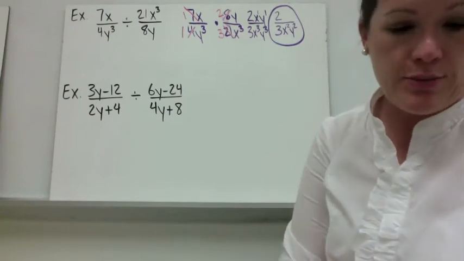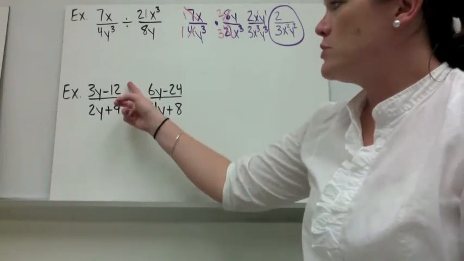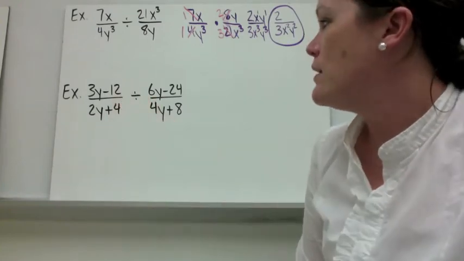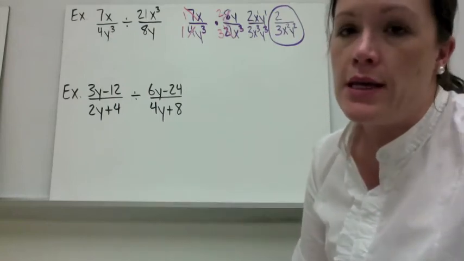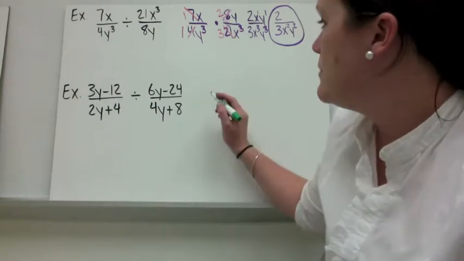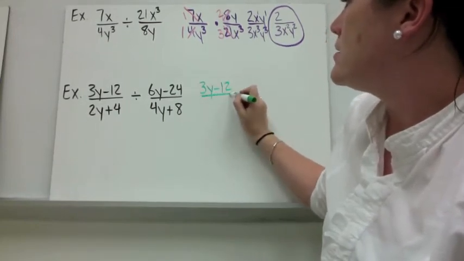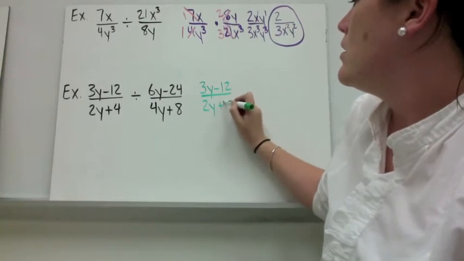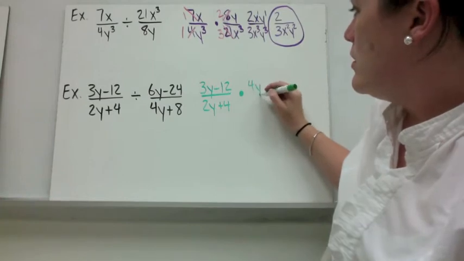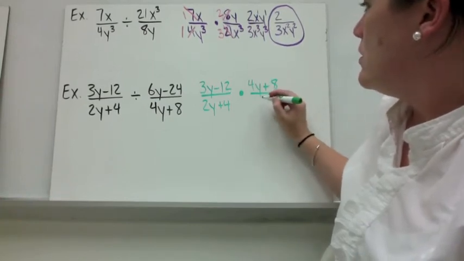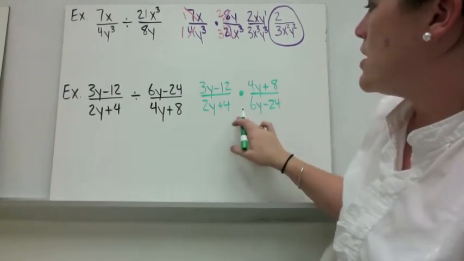Now let's look at another example. Something a little bit larger. We have 3y minus 12 over 2y plus 4 divided by 6y minus 24 over 4y plus 8. So again, the first step is to keep it. So keep the first fraction as is. Change dividing to multiplying and flip the second fraction or write it as its reciprocal. So we keep it, change it, flip it.